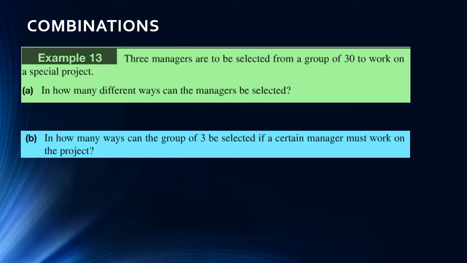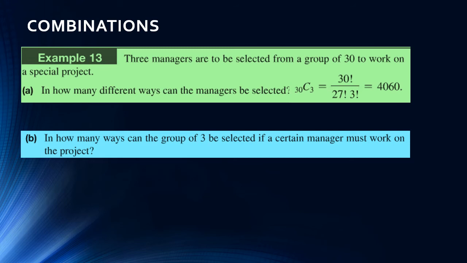3 managers are selected from a group of 30 to work on a special project. In how many ways can the managers be selected? So again, we have 30 people and we're selecting 3 of them, and we get 4,060. Again, it's a good idea when I'm doing these to go ahead and stop any of these examples, hit pause, and try it on your calculator.